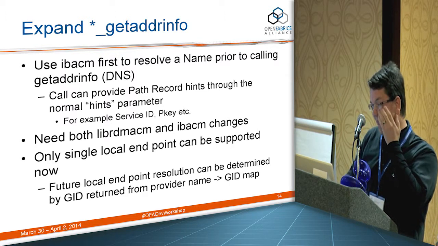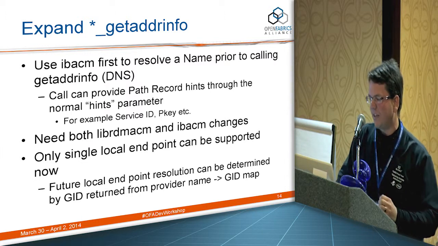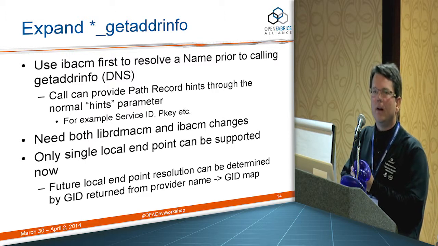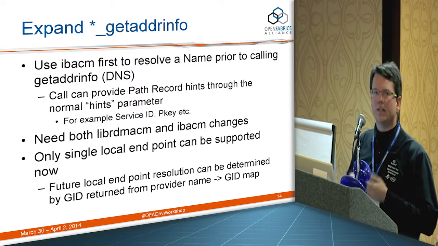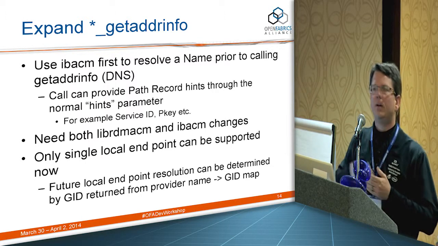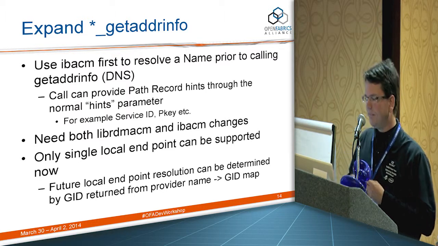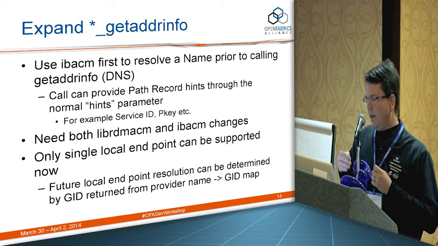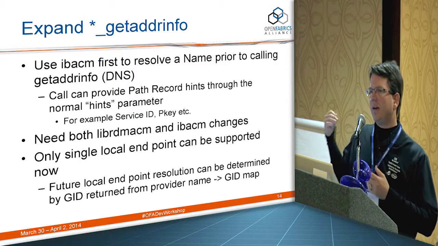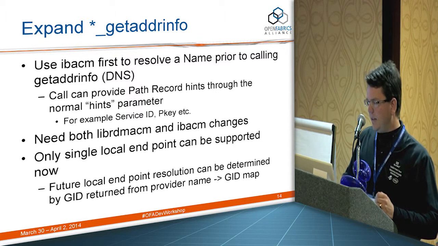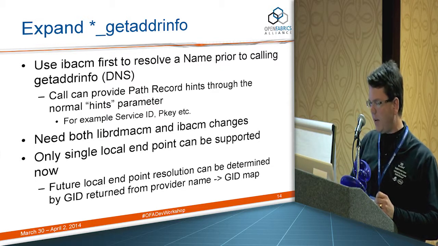So along the lines of DNS and stuff, we've kind of looked at RDMACM currently, and we start to look at name resolution. Name resolution right now totally relies on DNS. And so that forces you to go through a name to an IP and then ARPing. So we've started to look at resolving name and having the name resolution look at IBACM first and then fall back to DNS. And so looking at how to enhance this, there are some enhancements that need to go into RDMACM as well as IBACM.